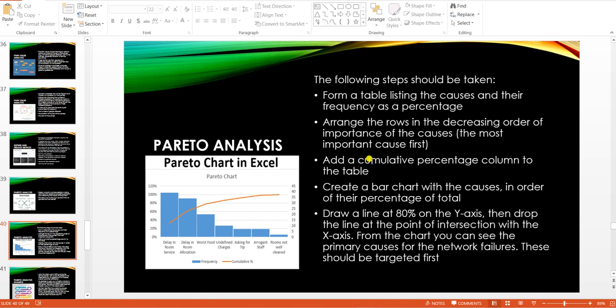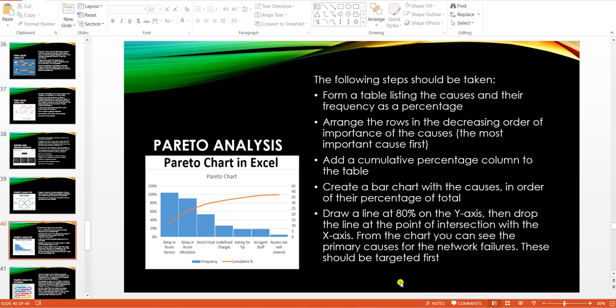And also you need to add a cumulative percentage column to the table. Excel will allow you to add the percentages column. And also you need to create a bar chart with the causes in order of their percentage of total. You need to draw a line at 80% on the y-axis, then drop the line at the point of intersection with the x-axis. So this is the line that they refer to.